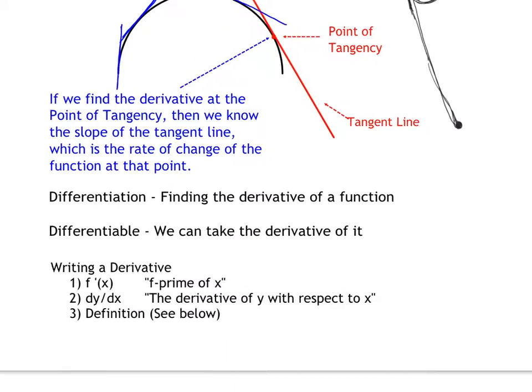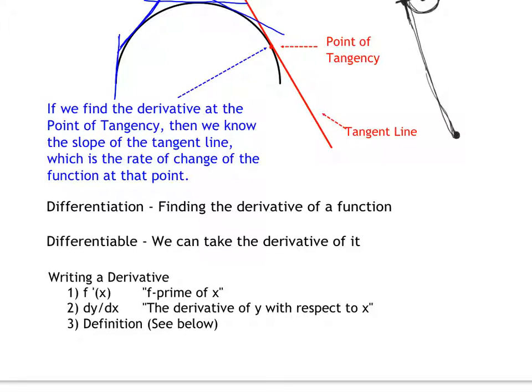Okay? Now, a little bit of terminology and notation here that you really need to be familiar with. Differentiation is simply the process of finding the derivative. If they say to differentiate this function, they're just telling you to find the derivative. If something is differentiable, it's something that we're able to take the derivative of. And then there's different notation here. Here you have this f apostrophe of x. That's f prime of x.